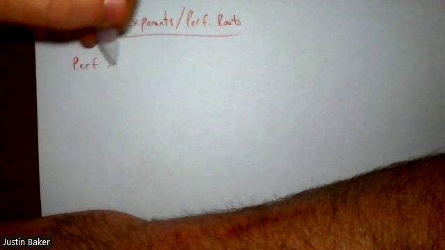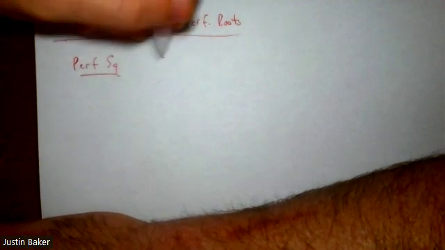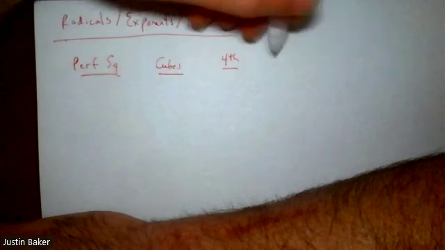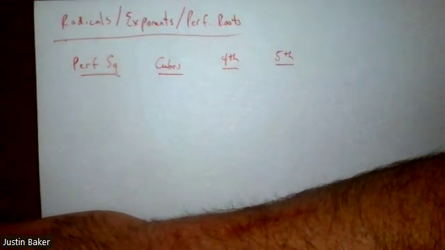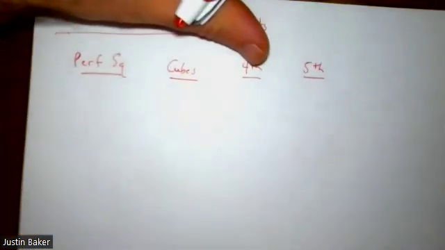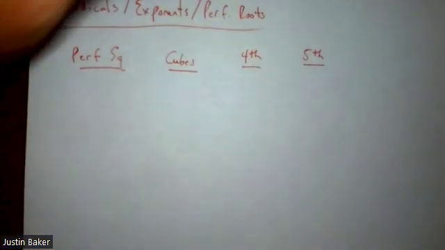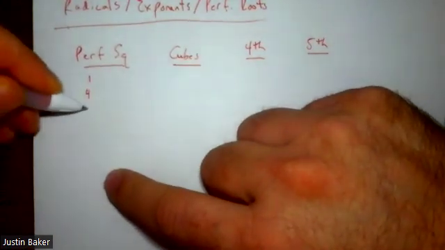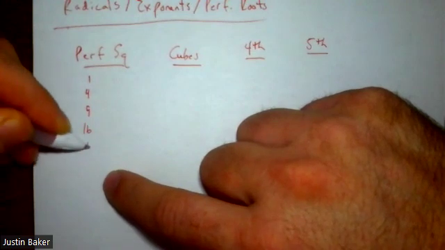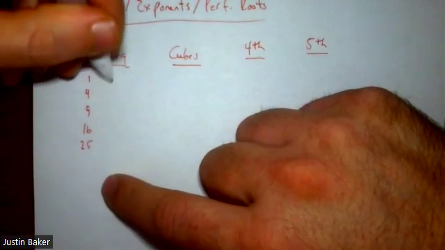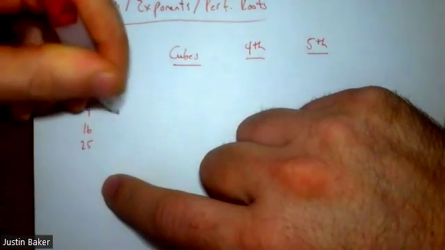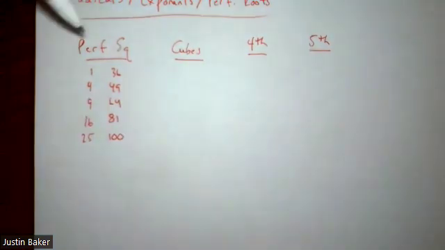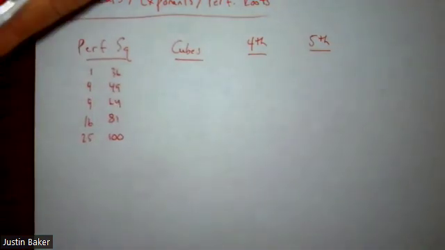When we're talking about these, I always start with asking, what is a perfect square? And then we have cubes, fourth roots, fifth roots. We could go on and on with this list. Essentially, a perfect square is a number times itself. So 1 times 1 is 1, then 4, 9, 16, 25, 36, 49, 64, 81, 100. We could keep going, but these are numbers you want to be very familiar with.